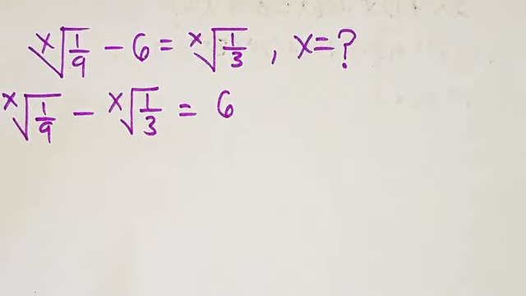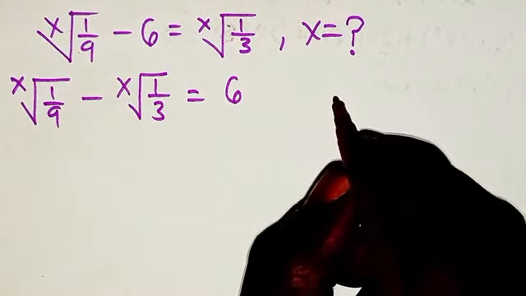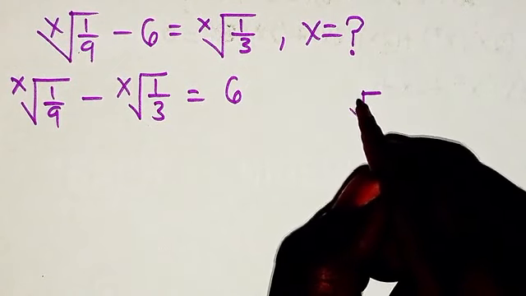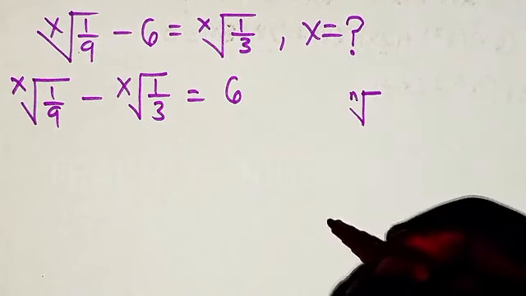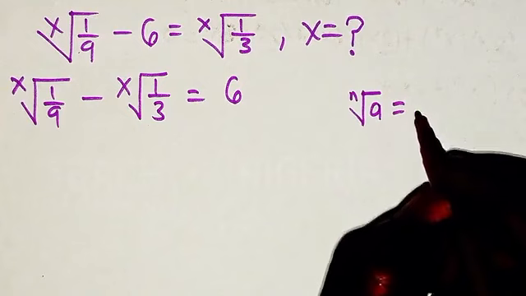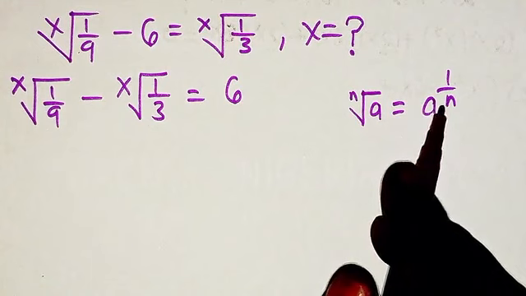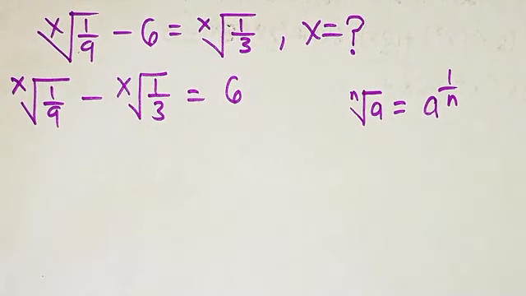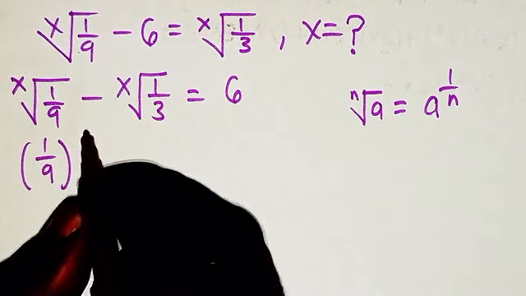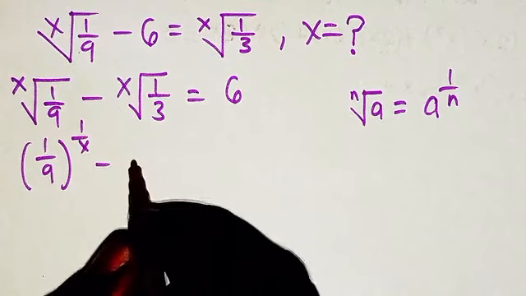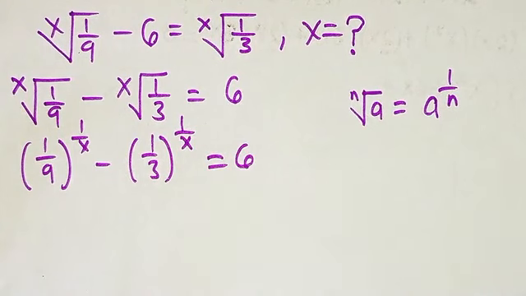So from here, what's the next thing we're going to do? You know that from the law of roots, when you have the nth root of a, this is going to be a raised to power 1 over n, because the root returns to the fractional index. The same thing we are going to do here. I'm going to have the 1 over 9 to the power 1 over x, minus 1 over 3 to the power 1 over x, equals 6. Are you following?